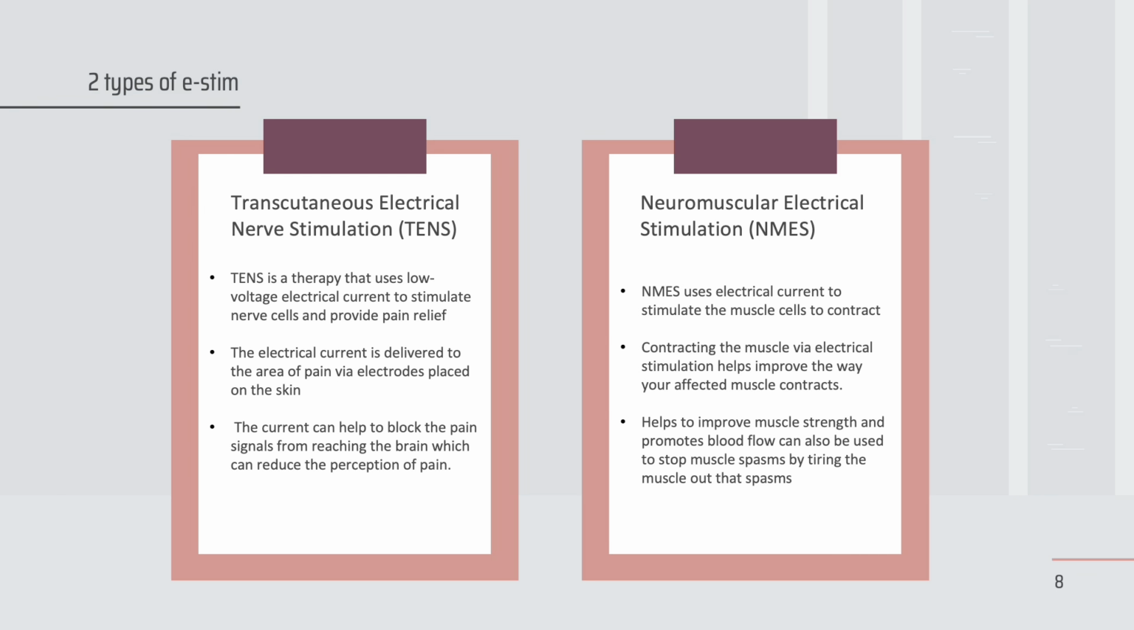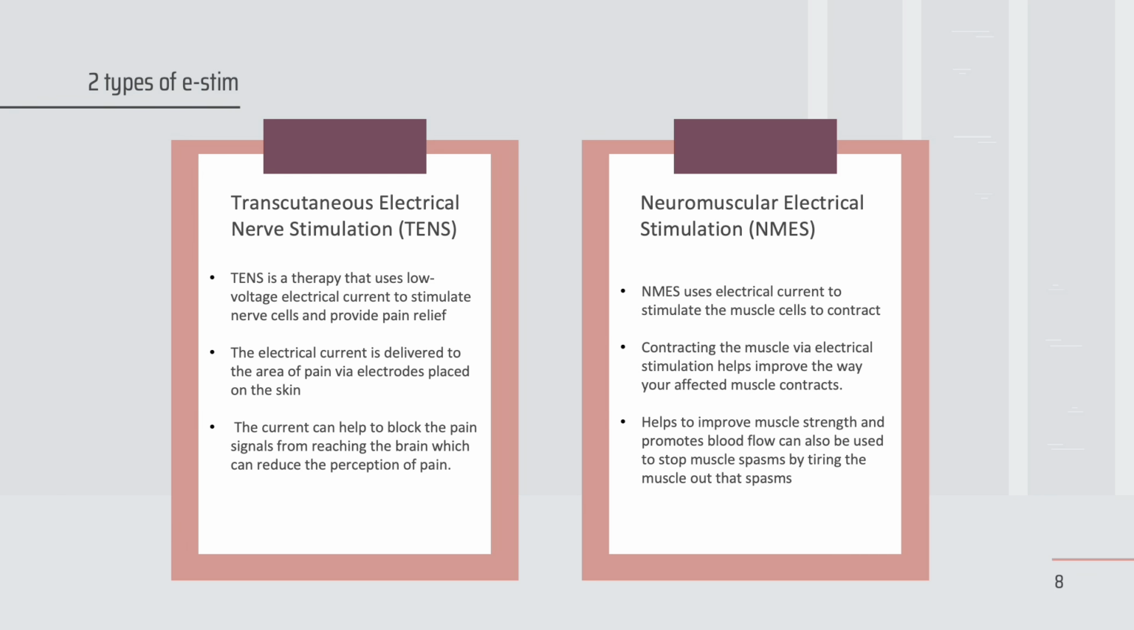Now let's look at those two types of e-stim, starting with transcutaneous electrical nerve stimulation, or TENS. TENS is a therapy that uses low voltage electric current to stimulate nerve cells and provide pain relief. The electric current is delivered to the area of pain via electrodes placed on the skin. The current can help to block the pain signals from reaching the brain, which can reduce the perception of pain.